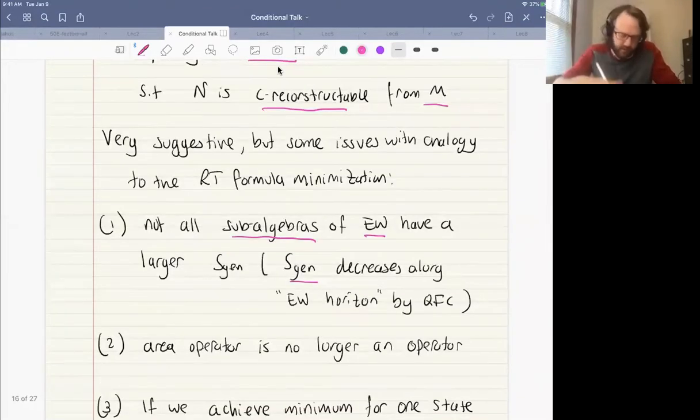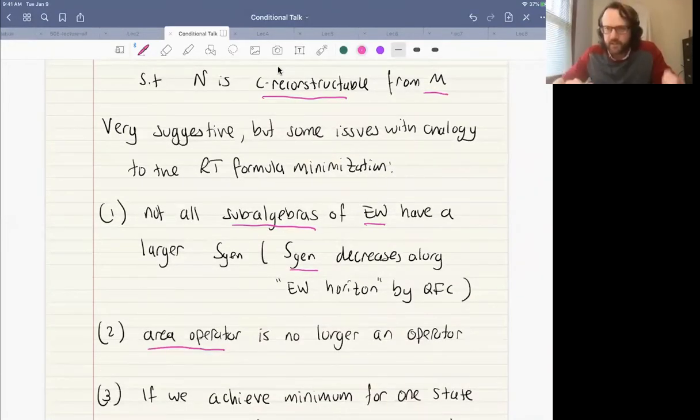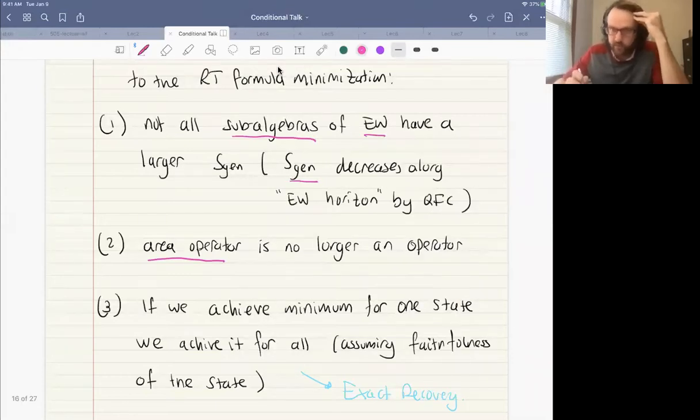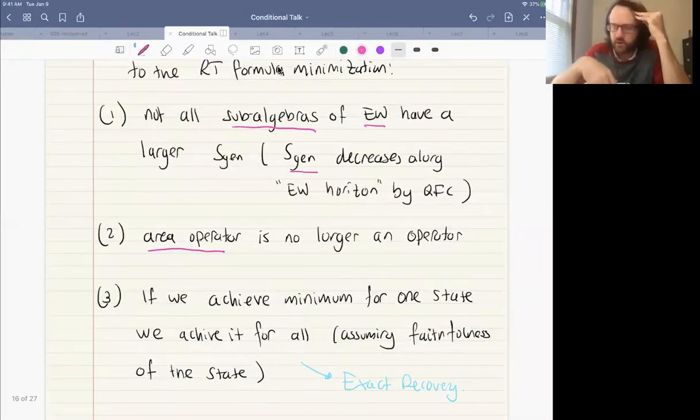That's one issue. The other issue is that the area operator that I just mentioned is not really an area operator. It's some state-dependent entropy term. You can fix this issue by talking about a special class of codes where these gammas that I referred to are all maximally mixed. Then this issue goes away. Perhaps the biggest issue is the following statement. If I manage to do this minimization and achieve a minimum for one state which is sufficiently entangled, then I can show that it achieves the minimum for all states. This is also not something we really expect for the RT formula. For some states, the RT surface will move around. This is something I'll never be able to fix with exact recovery. So you have to really move beyond exact recovery.